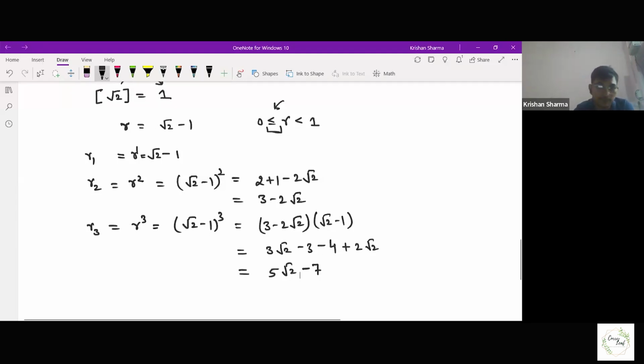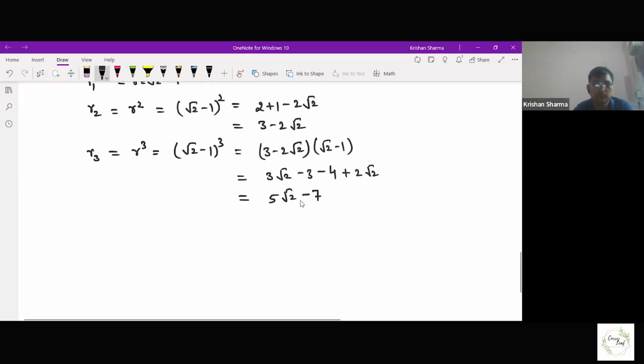Okay, now if I ask you what is R4, well, that will be R raised to power 4, that is (square root 2 minus 1) raised to power 4, and so on. So Rn, which is R to the power n, is (square root of 2 minus 1) raised to power n.